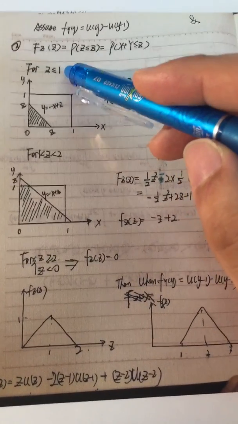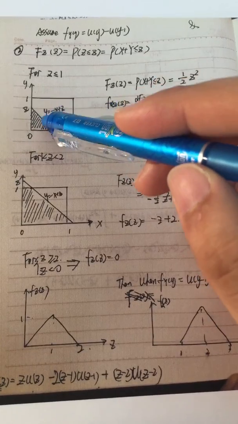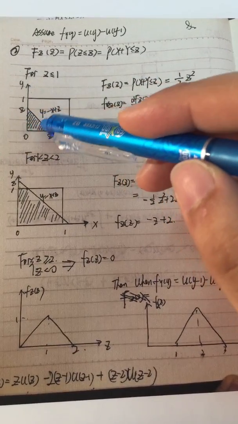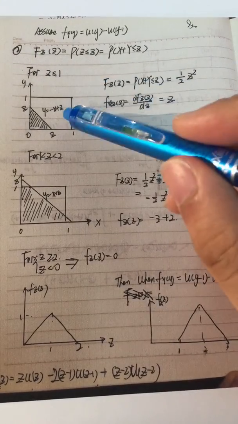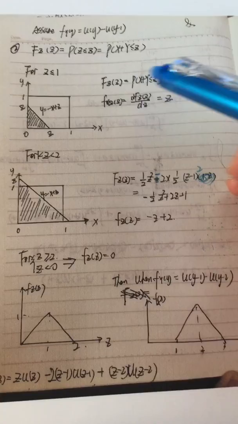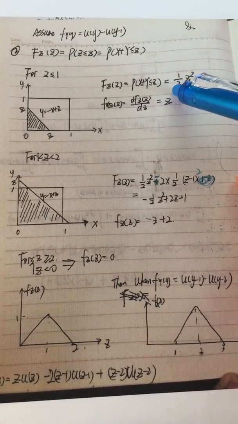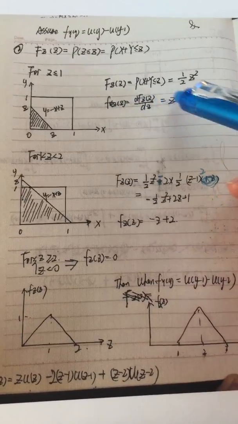For z smaller than or equal to 1, this triangle is included by the big square, and so according to the area we can easily get the distribution function of fz equal to 1 over 2 multiplied by z squared. So the density function is equal to z.